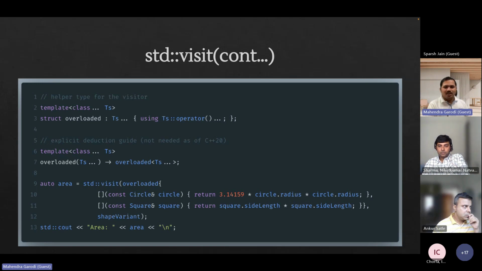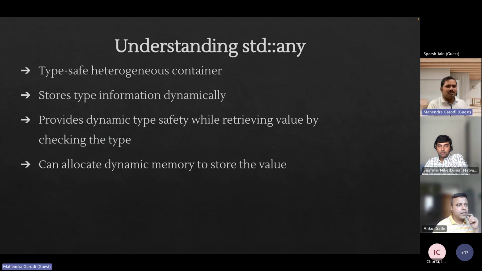Let's go to std any and then we'll see examples. We have a few minutes left. So we saw std variant, which can hold known types, whereas std any can hold any number of types, unknown types. So it is the replacement for void star, but it is type safe. Internally, std any might be even using a void star, but we don't know what the implementation might be. A simple implementation might use a void star internally and keep track of what is the active type.